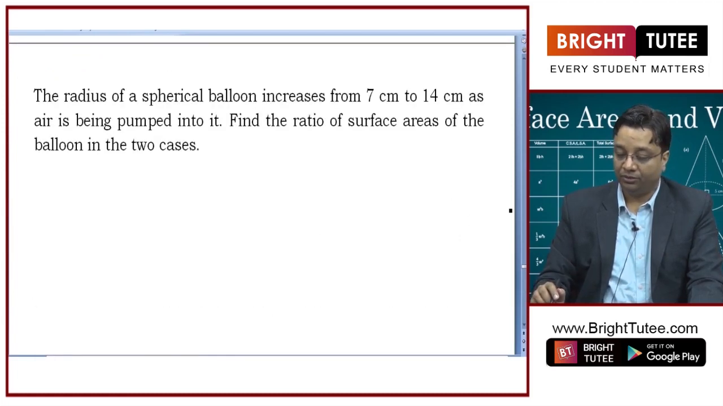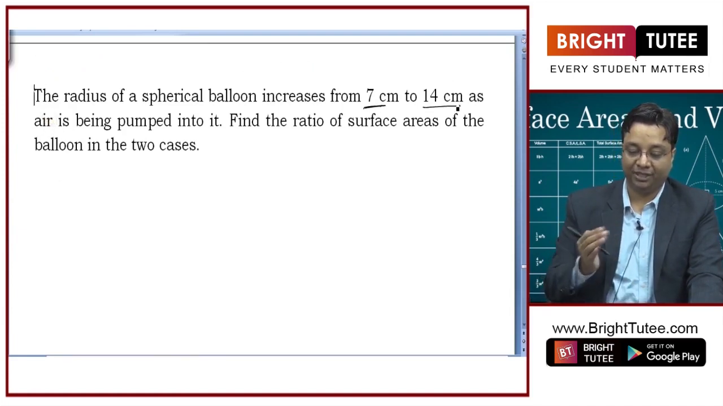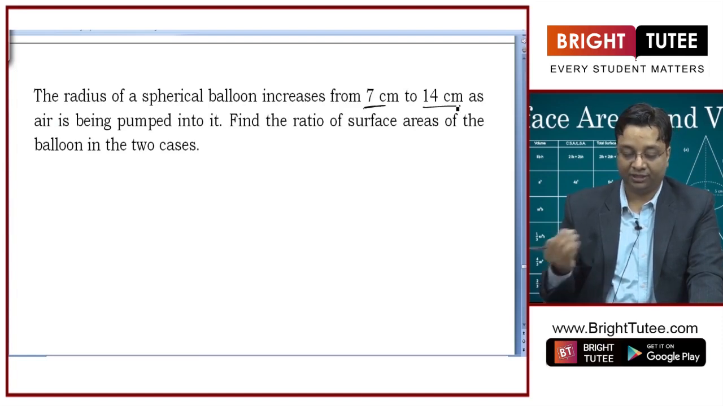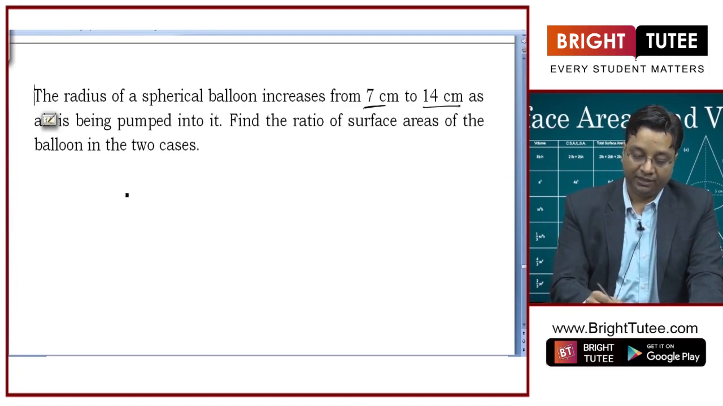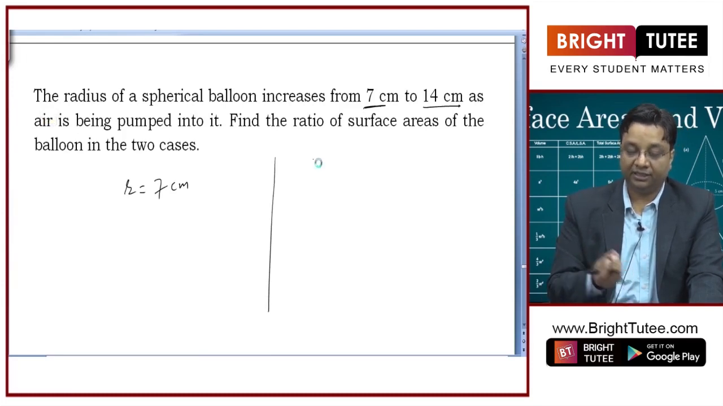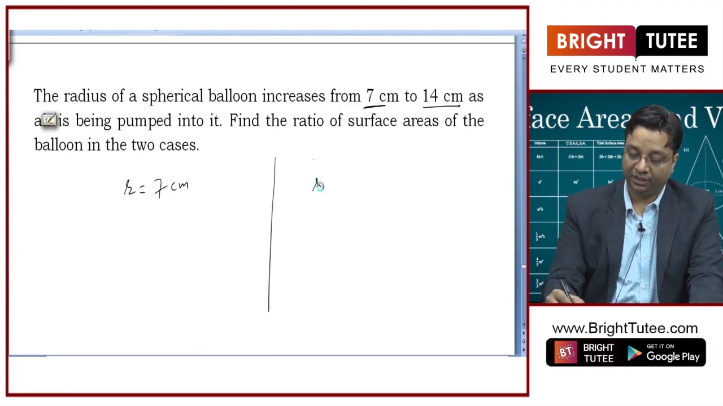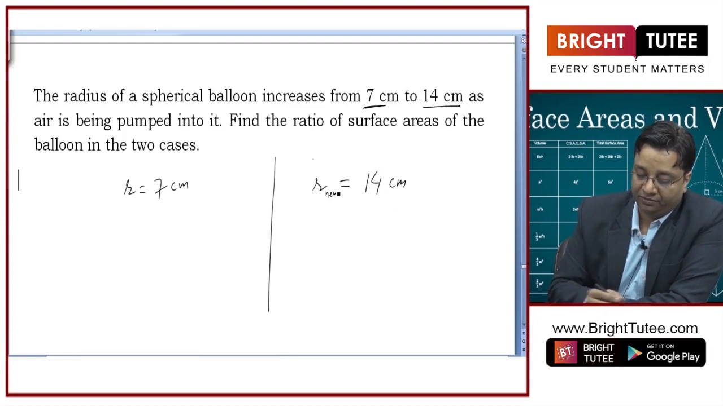Radius of a spherical balloon increases from 7 centimeter to 14 centimeter as air is being pumped into it. Find the ratio of surface areas of the balloon in two cases. When the radius is 7 centimeter and after the radius increases, the new radius will become 14 centimeter. So let's denote it by R new. After pumping air into it, R new is 14 centimeter. We need to find the ratio of their surface areas.